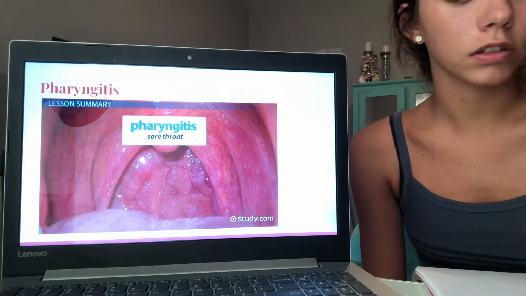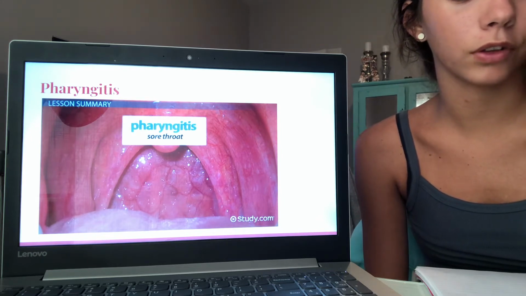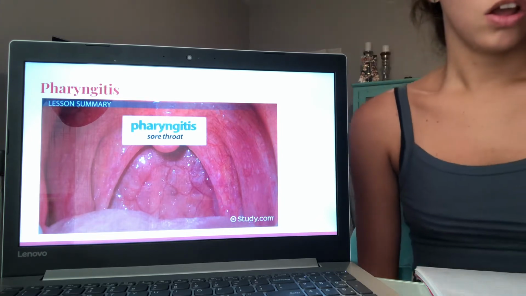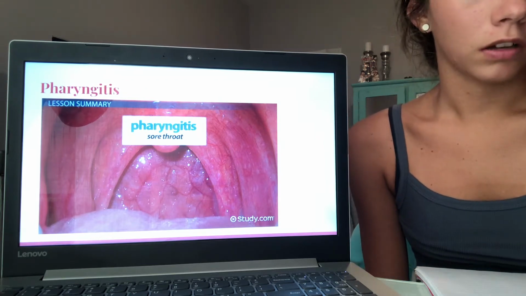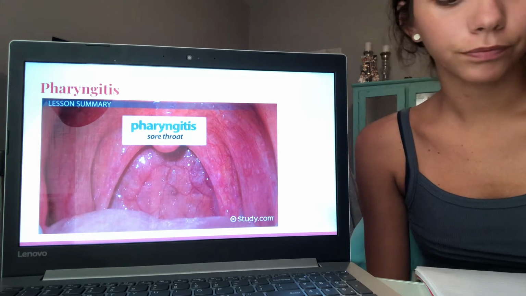It is usually caused by viral and/or bacterial infections, such as the common cold and flu, both viral infections, or by infection with the Streptococcus bacterium. It can also occur with mono or viral infection.